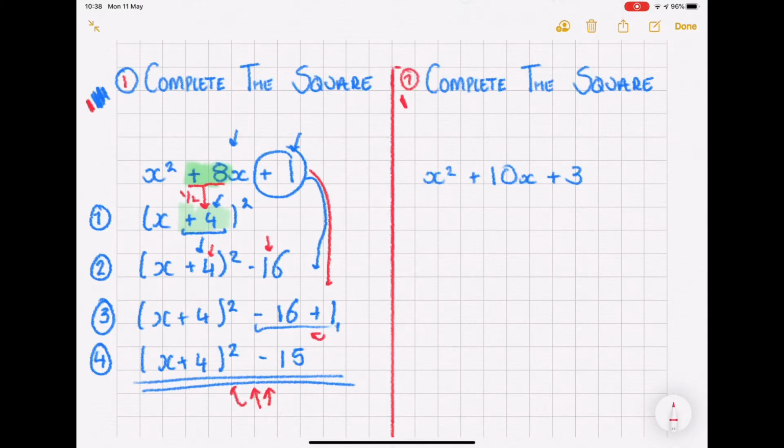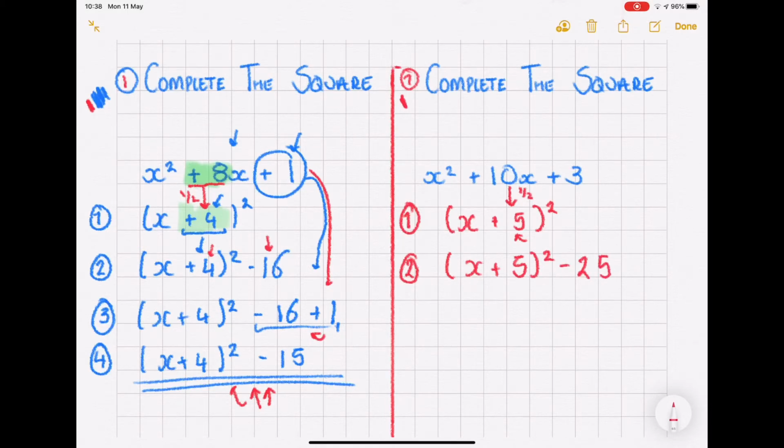Okay, so let's go through this. The first step, we have our bracket, we have it squared, and we want to find out what our coefficient is. Well, it's half that. So half of positive 10 is positive 5. We said our second step was to square this number and subtract it. So x plus 5 squared. 5 squared is 25, so we subtract 25.